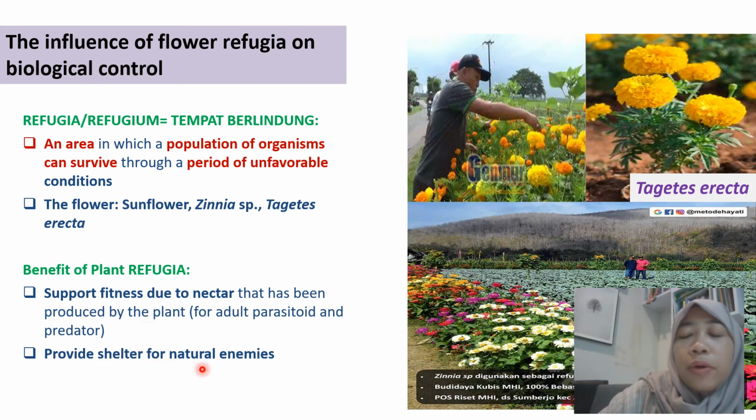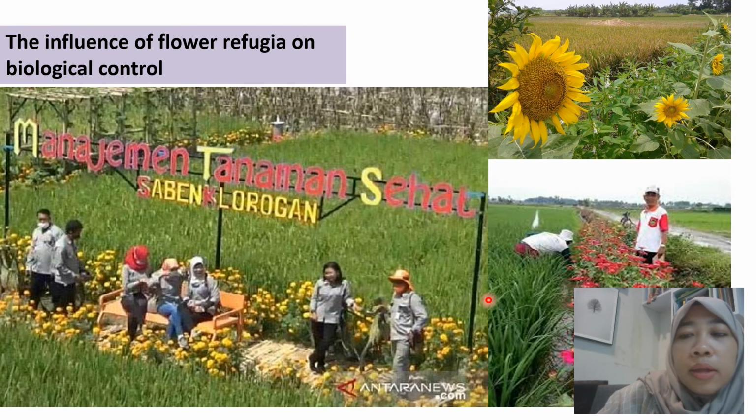Refugia also provide shelter for natural enemies. They can hide in this flowering plant. This is the flowering plant.